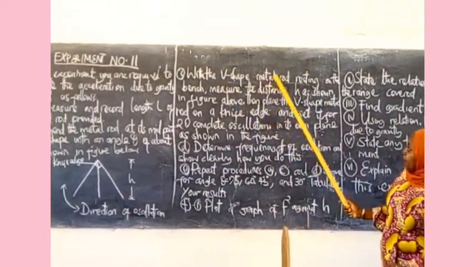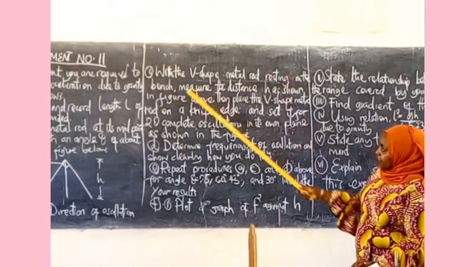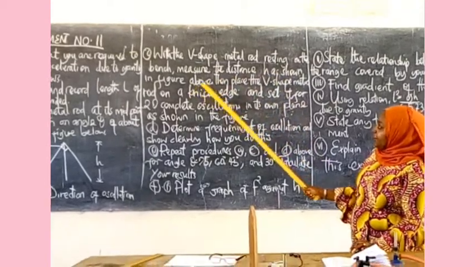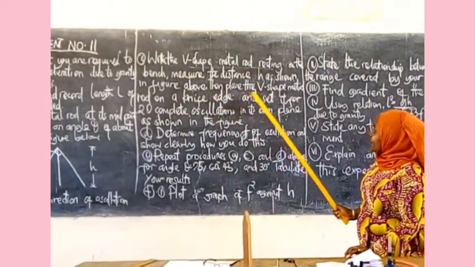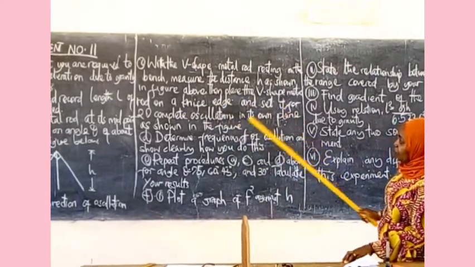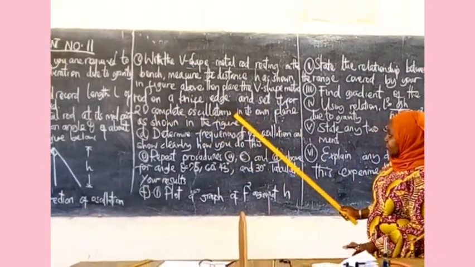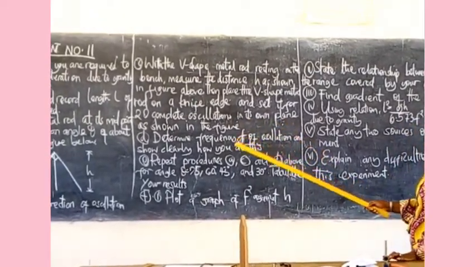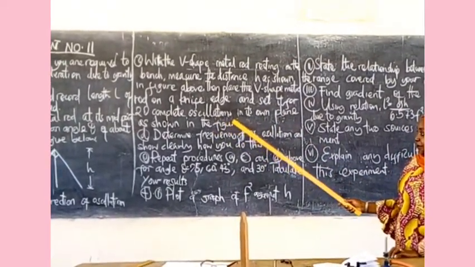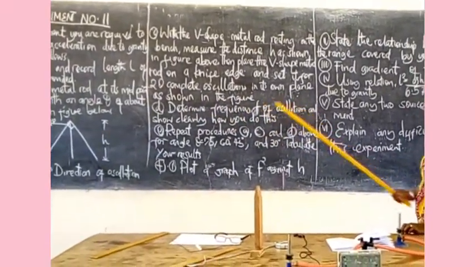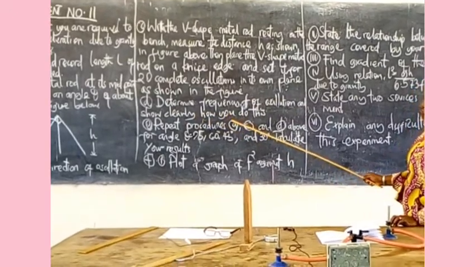With the V-shaped metal rod resting on the bench, measure the distance h as shown in the figure above. Then place the V-shaped metal rod on a knife edge and set it for 20 complete oscillations in its plane as shown in the figure. D. Determine the frequency f of oscillation and show clearly how you do this.